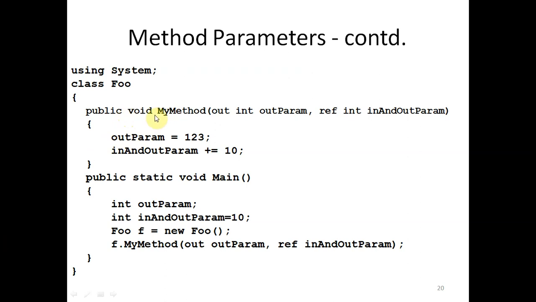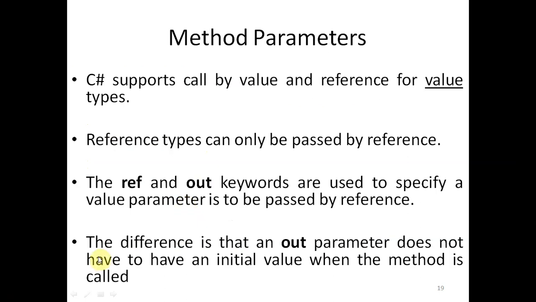Inside this class we have a function MyMethod, and here we are passing two parameters. One is the out integer, the out parameter, and the second one is the ref integer, the in-out parameter. So we have two variables, one is out and the second is ref. This is the main program, and we have the out parameter and the second is the in-out parameter. The out parameter is basically a variable defined but not initialized here. As you saw in the previous slide, the difference is that an out parameter does not have an initial value when the method is called.